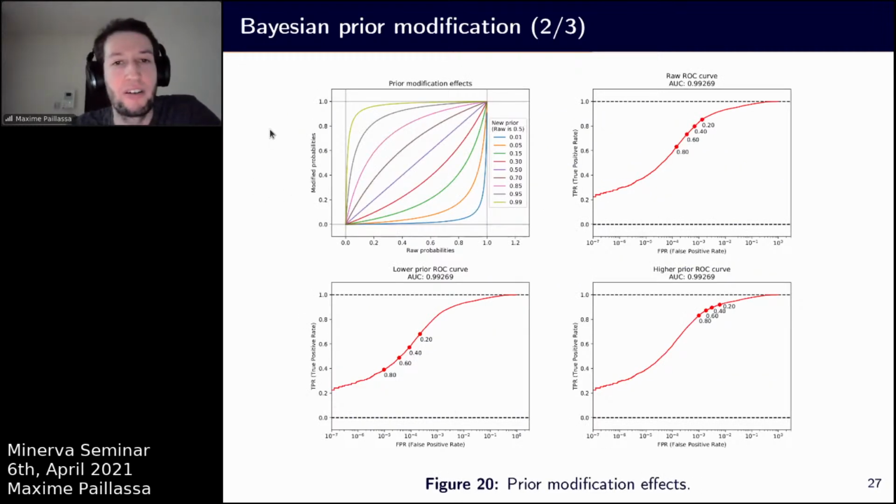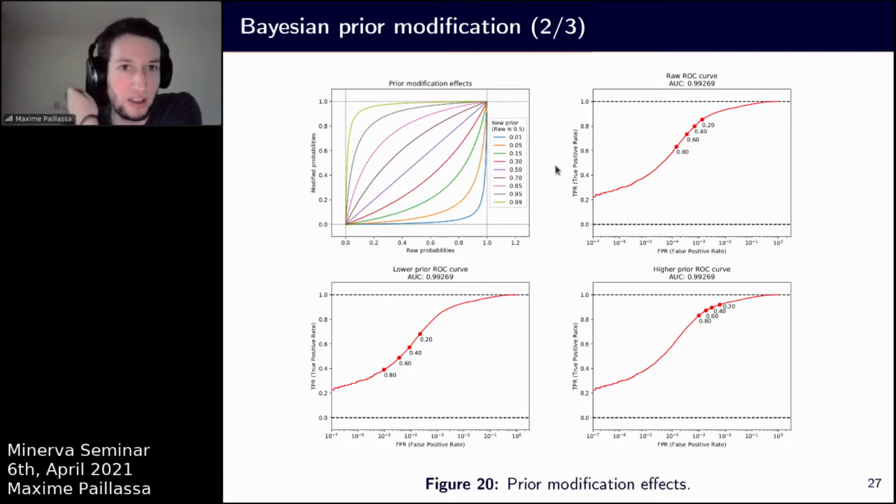And to see a bit more clearly what it does to the probabilities, here is a little plot where I represent the modified probabilities with respect to the raw probabilities, where the raw probabilities have a prior of 0.5. So we expect 50% of positive samples in our data and 50% of negative samples. And so we can see the effects of the prior modification on the probability for different target priors here.